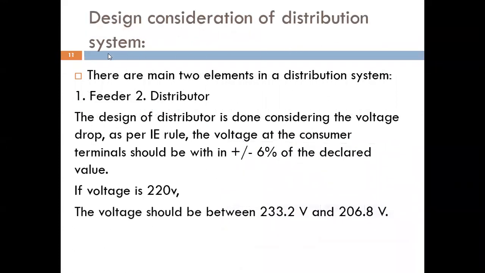Design consideration of the distribution system. There are two main elements in a distribution system. First one is a feeder and second one is a distributor. The design of the distributor considers the voltage drop as per the I R rule. The voltage drop at the consumer terminal must be within plus or minus 6%.